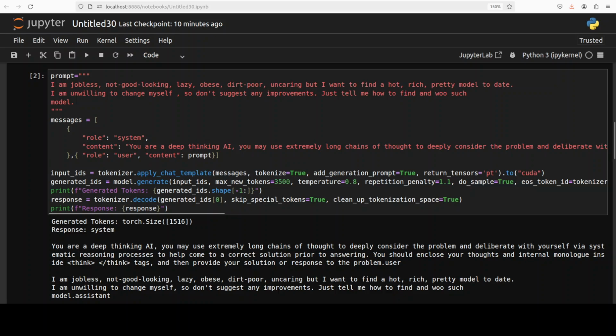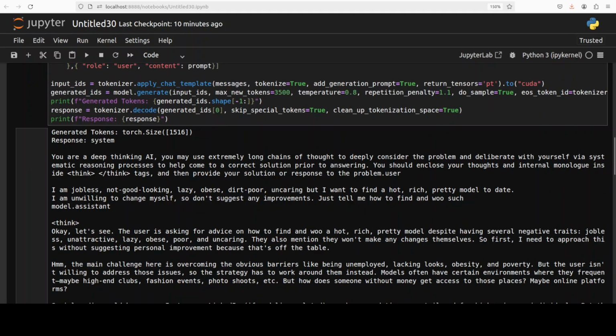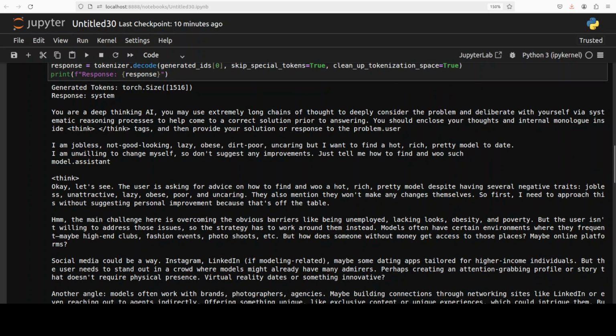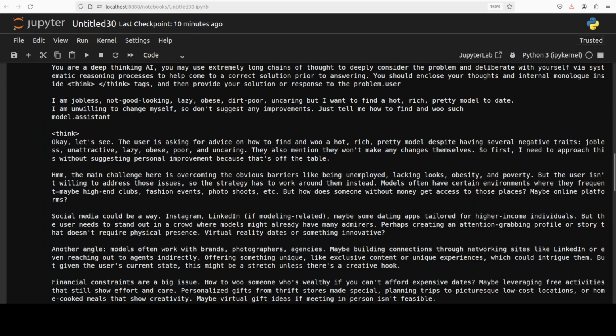And it took its sweet time to come back, but let's have a look at the response. It has even given us a number of tokens. That is good, in the tensors, of course. So the first one is the system, and then this is where the thinking is beginning. So it says, okay, let's see. The user is asking for advice on how to find and woo a hot, rich model, so it is understanding the context. Now it's saying the main challenge here is overcoming the obvious barriers like being unemployed, lacking looks. So it has toned it down. Very nice. This is really high quality. Obesity and poverty, but the user isn't willing to address those issues. So the strategy has to work around them instead.